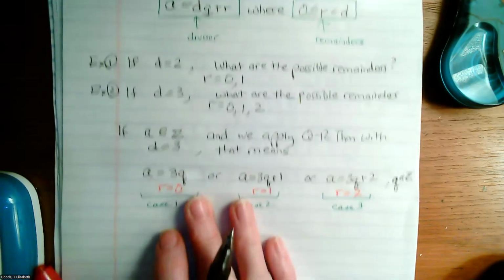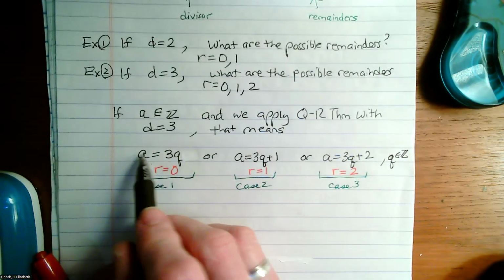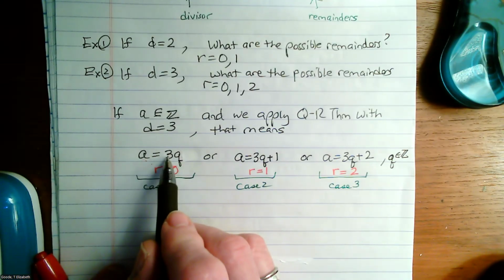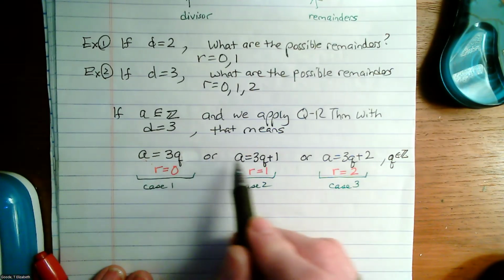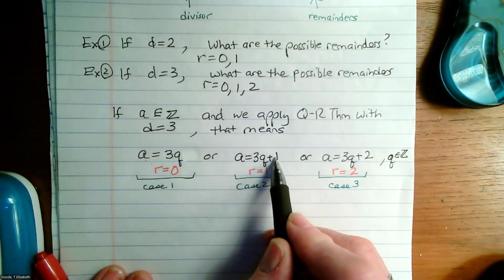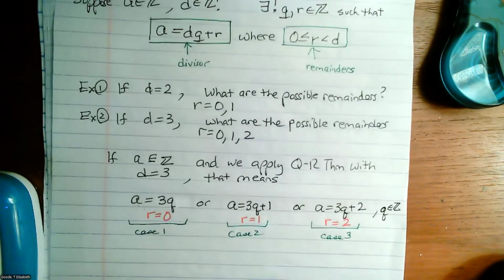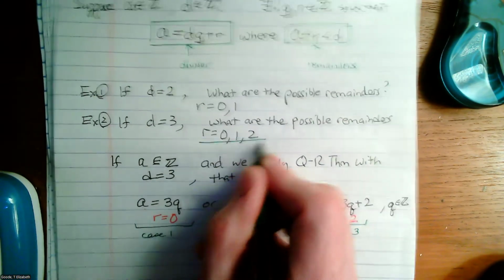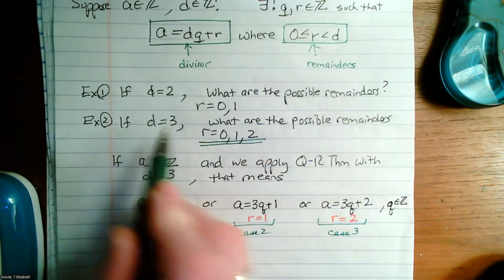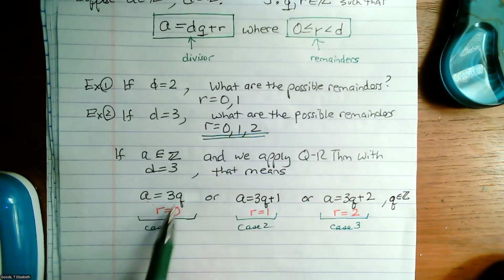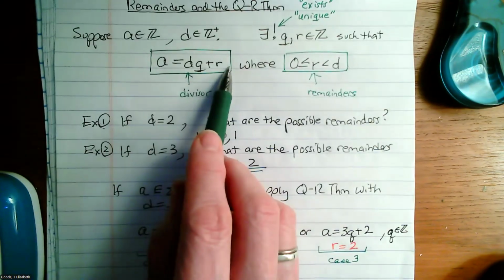Okay, let's go back and look again. A is either, just call it N if you need to, A is either equal to 3 times Q, or A is equal to 3Q plus 1, or A is equal to 3Q plus 2. Because you told me the possible remainders when we're dividing by 3 are either 0, 1, or 2. This is the case where R is 0.